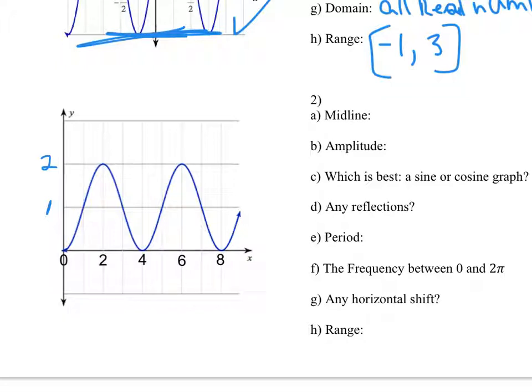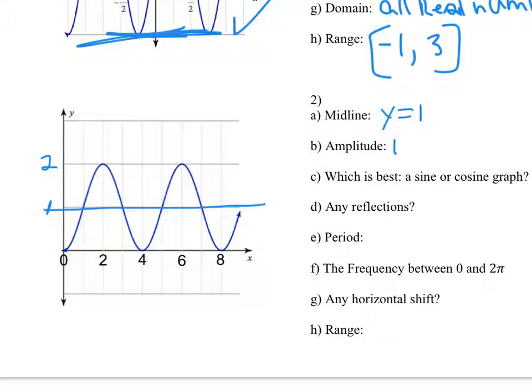Okay, so the midline, can you see that without the formula? Yeah, it looks like we can. It looks like the graph is oscillating, going up and down through that line. It's the same distance on the top and down there. So the midline would be y equals 1. Okay, the amplitude is how high does it go from the midline. So this is the midline. How high above it does it go? Well, it's only 1. From here to here is 1.